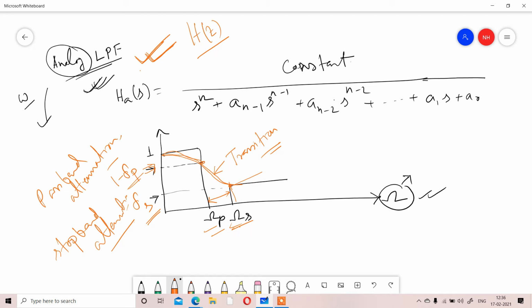So I think it is clear, whenever you are going to design the low pass filter, what will be provided and what you are going to design. Clear? Any question?